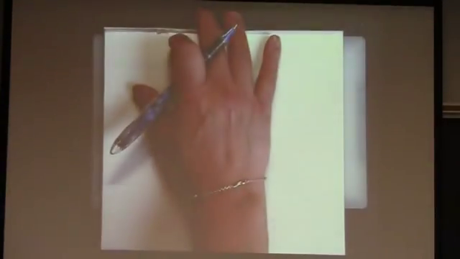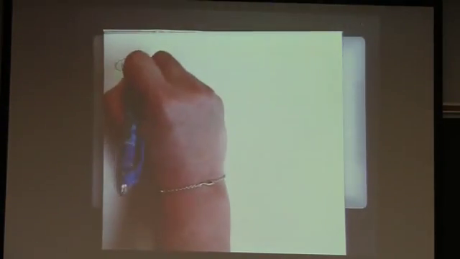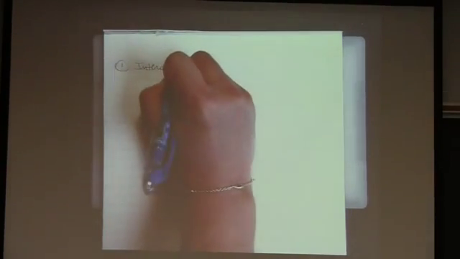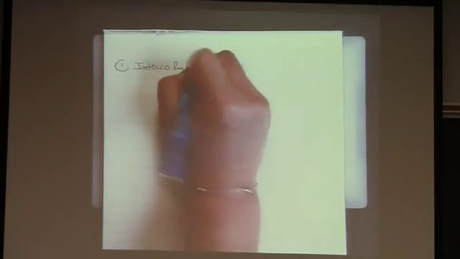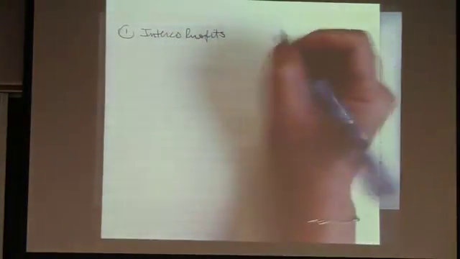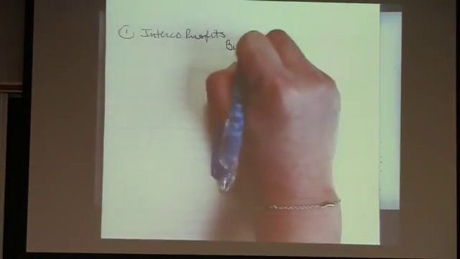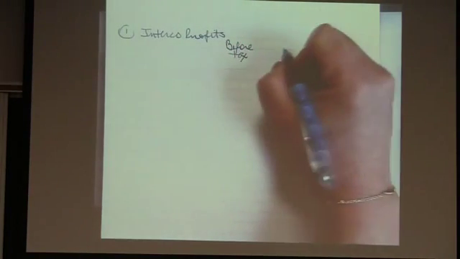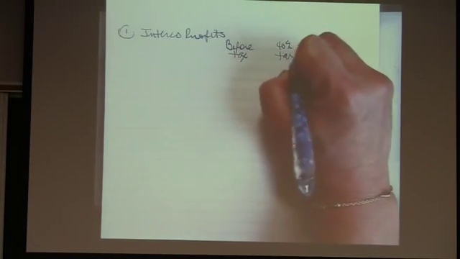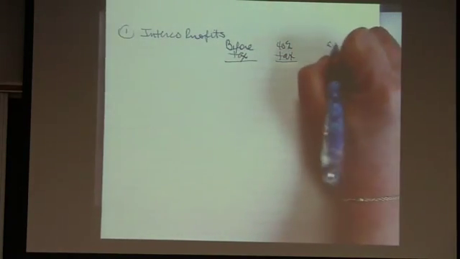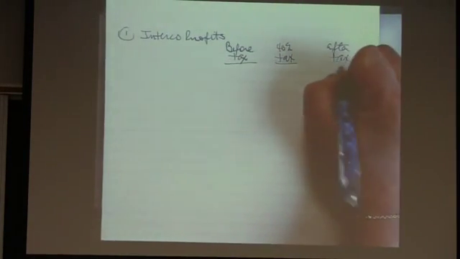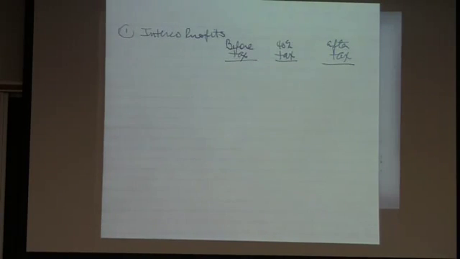Okay, so now we've got enough information, we can start solving the problem. First of all, we need to analyze the profits, right? So the intercompany profits. And just like the previous question, I like to use the three-column approach. So you've got before tax, 40% tax, after tax. So let's analyze.